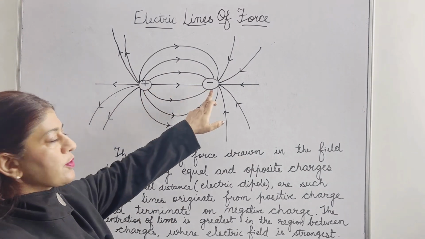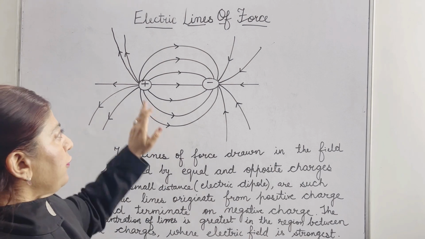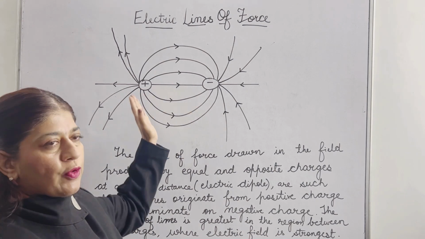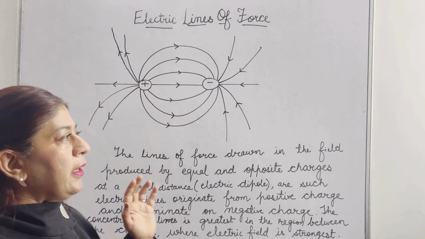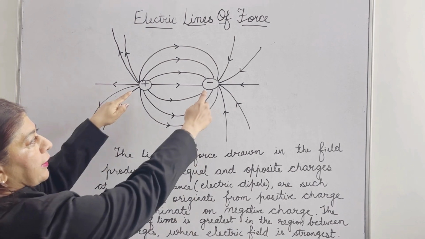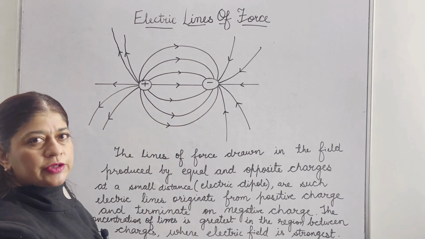Now we are going to find the electric lines of forces for two types of charges. One of them is positive and the other is negative. If the magnitudes of these positive and negative charges are equal, then they are considered to form an electric dipole.